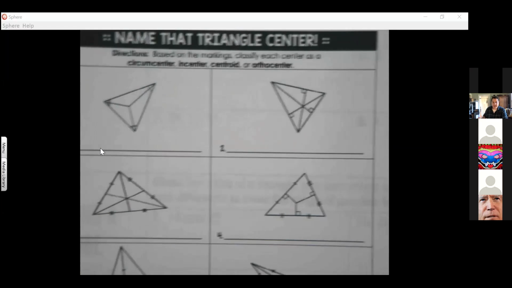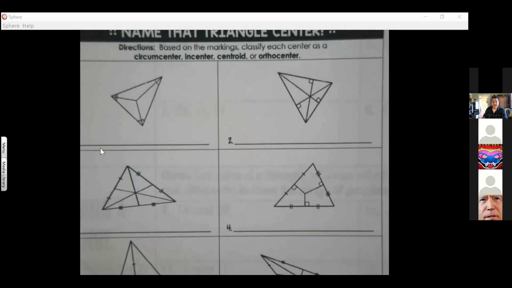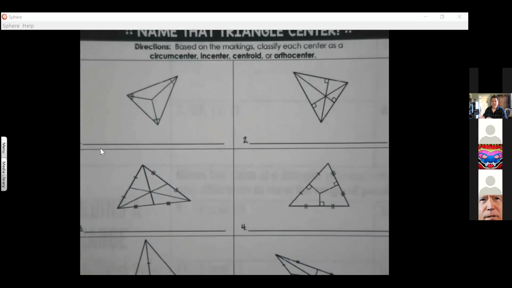Okay. Now, I think these give people problems. But this is the way it's going to be represented. So we're going to go through this kind of carefully. For each of these, you're going to determine whether it's a circumcenter, an incenter, a centroid, or an orthocenter. In order to do that, you should need to know whether they're perpendicular bisectors, angle bisectors, altitudes, or medians.